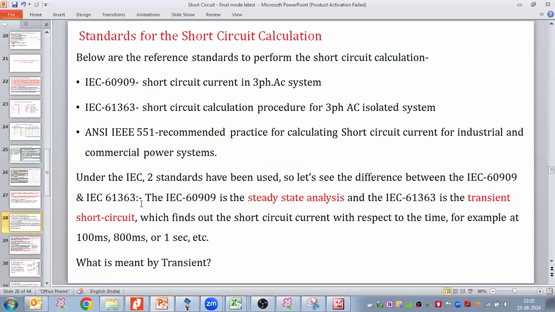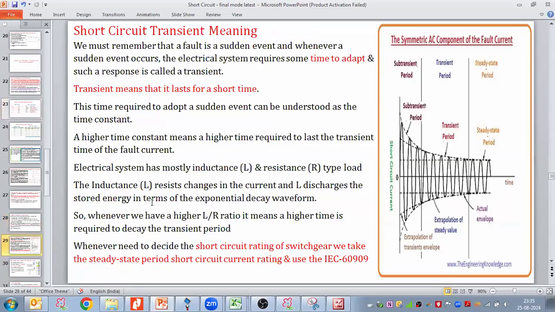Let us see what is meant by the word transient. So I took again the short circuit current and further classified it based on periods. At the instant of short circuit, the first is the subtransient period, the first 2-3 cycles. After that, there is a transient period, and after that, we have the steady state period.